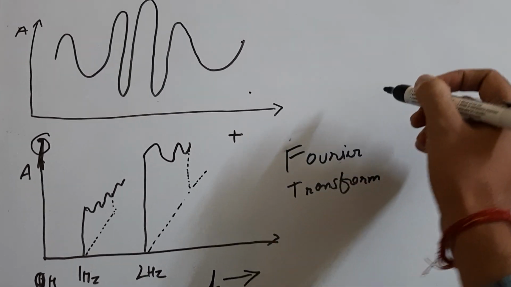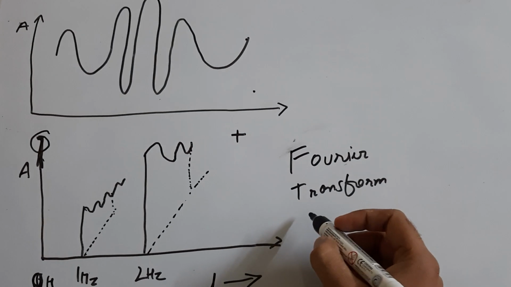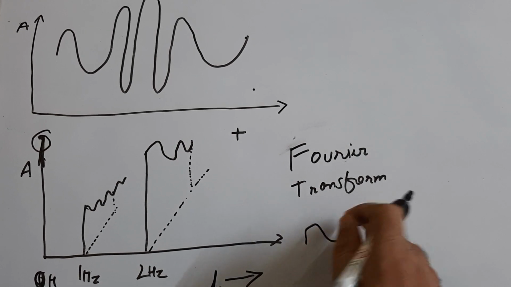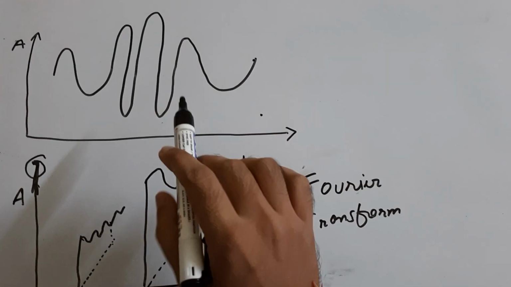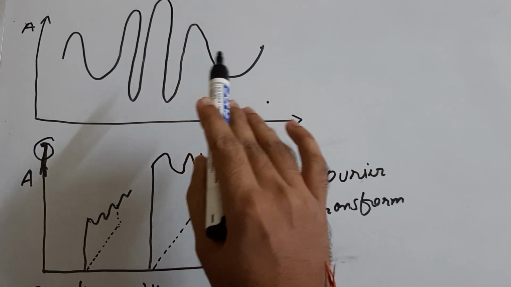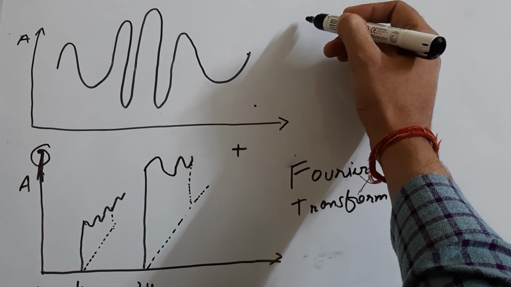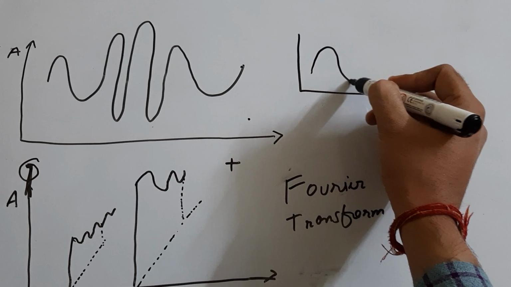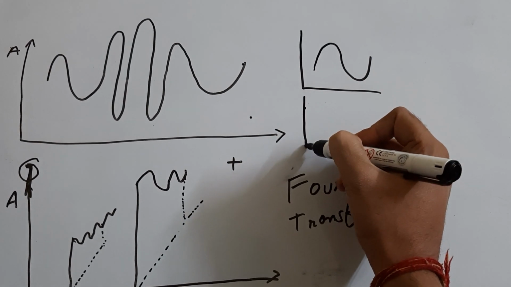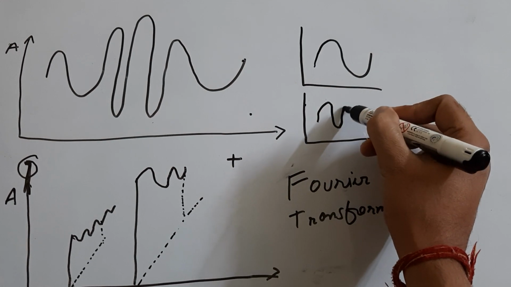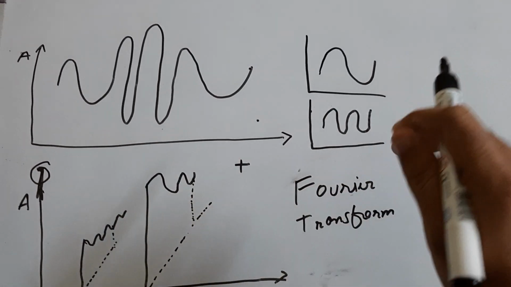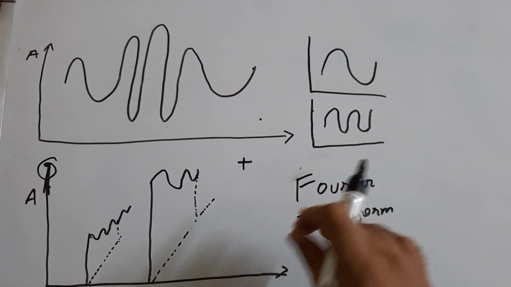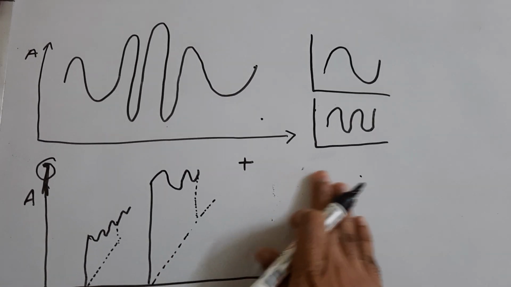Now what Fourier said is that any wave can be broken into its individual components. So what he meant was you can break the wave into its individual components by using the Fourier transform.